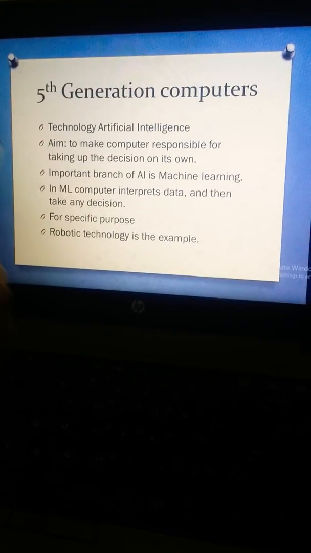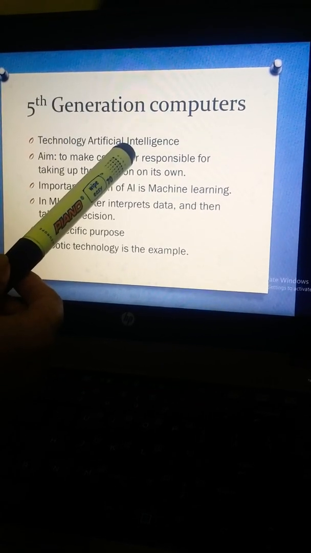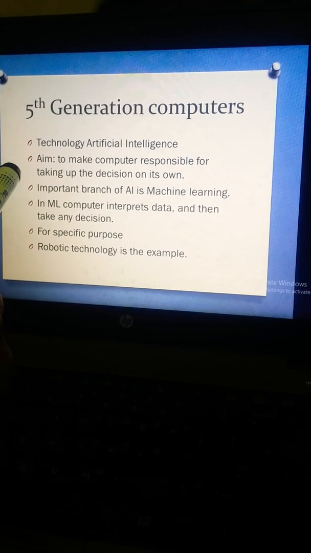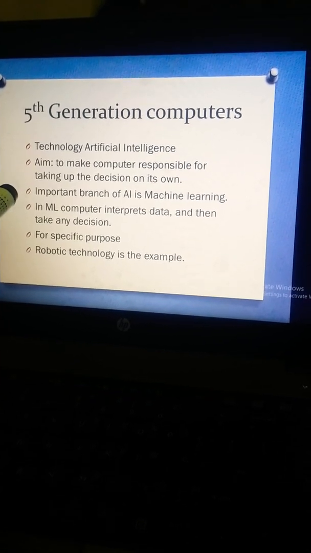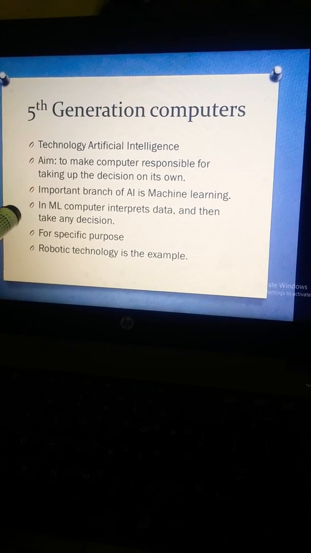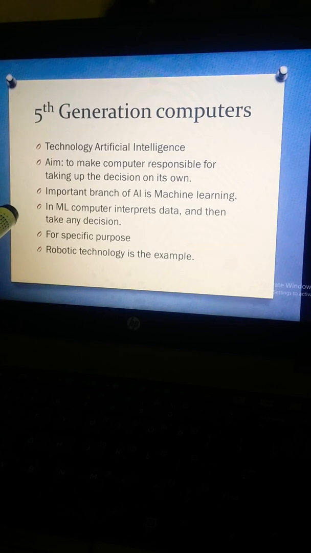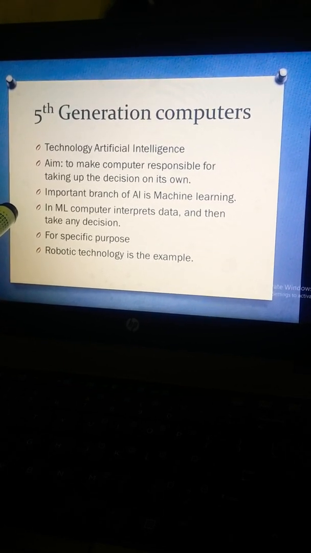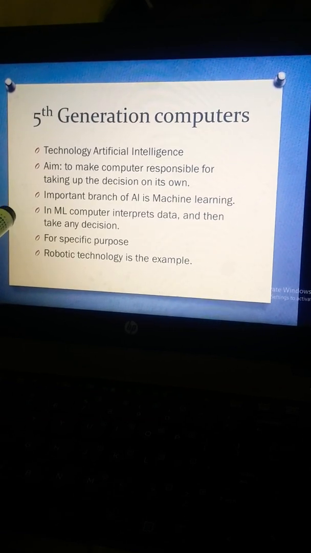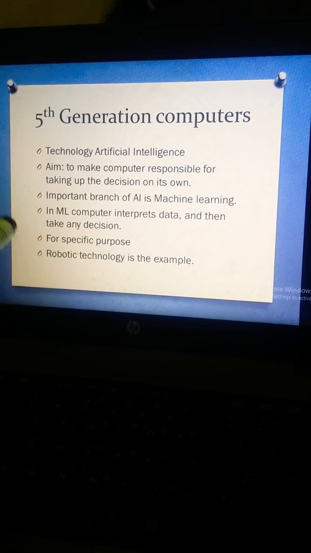Now fifth generation, in which we discussed that the technology was artificial intelligence, and its aim is to make the computer responsible for taking decisions on its own. An important branch of artificial intelligence is machine learning. And in machine learning, what are those 3 steps that we have discussed? First, the user gives data sets to the machine, then the machine interprets or analyzes the data, and then takes a decision on the basis of that data.